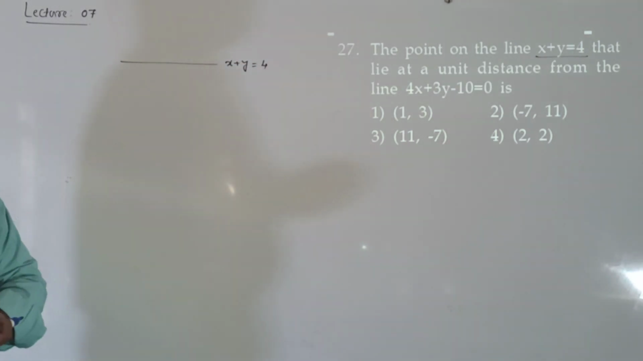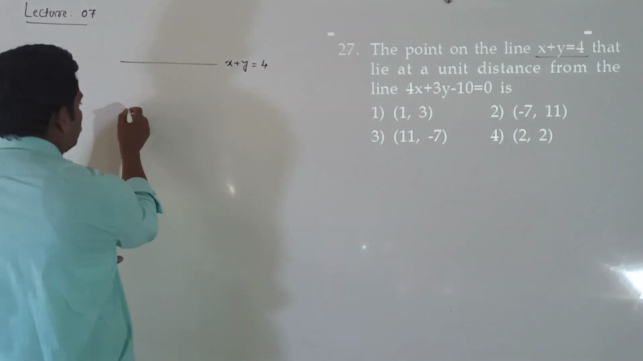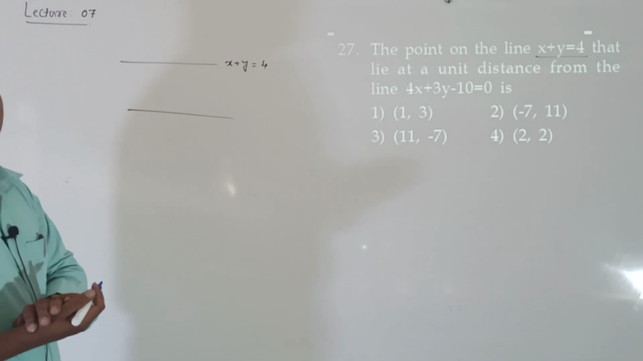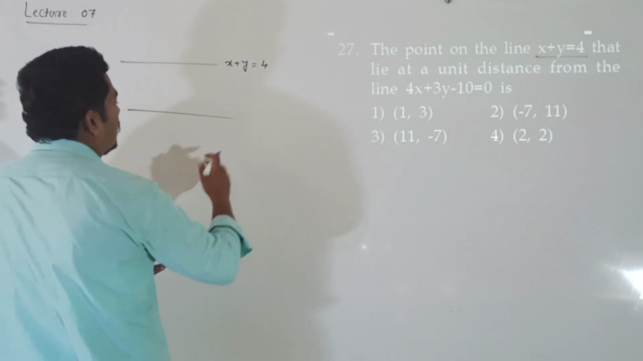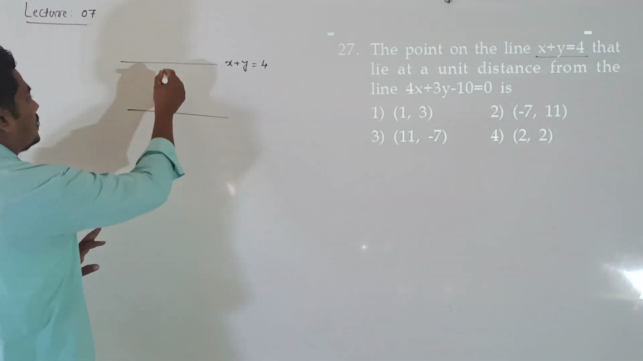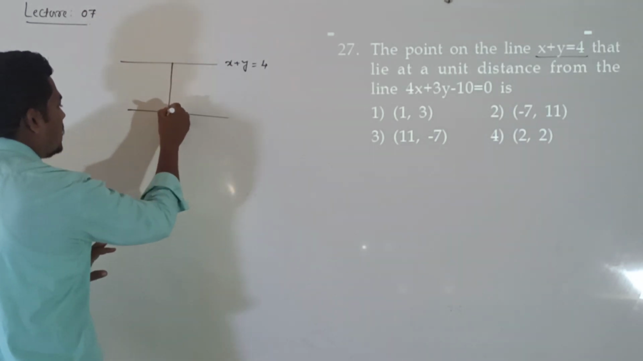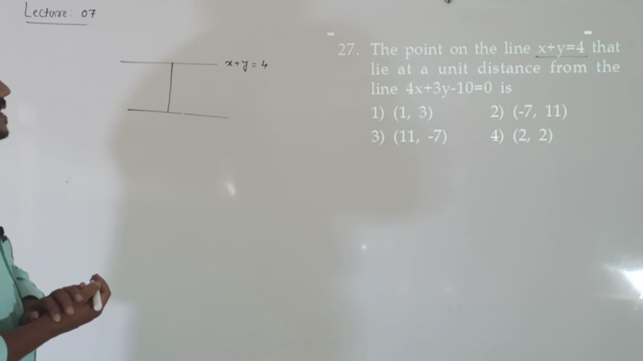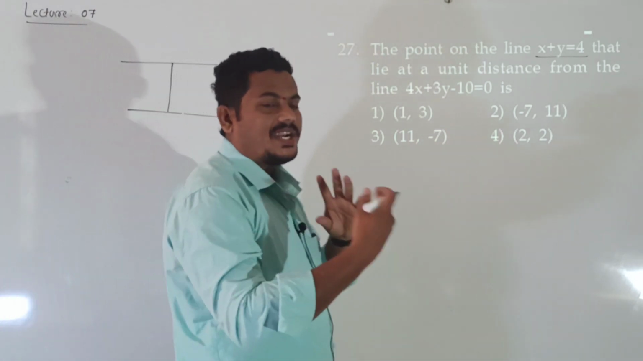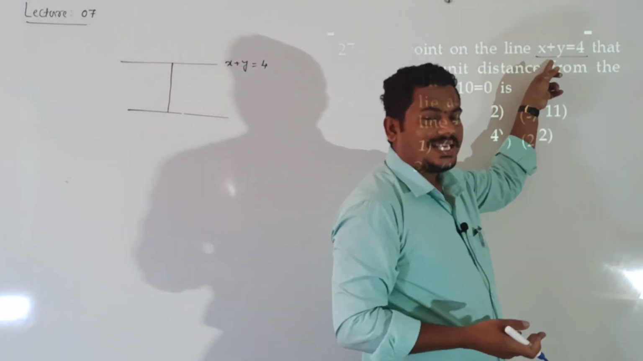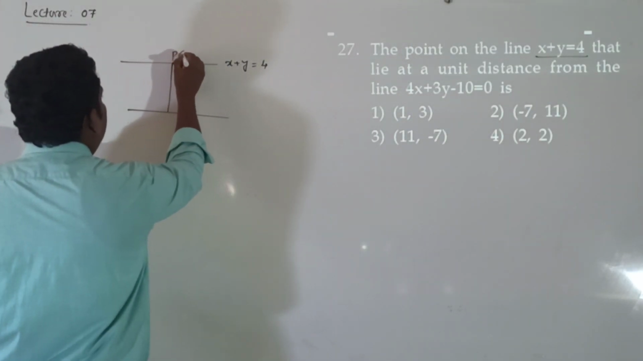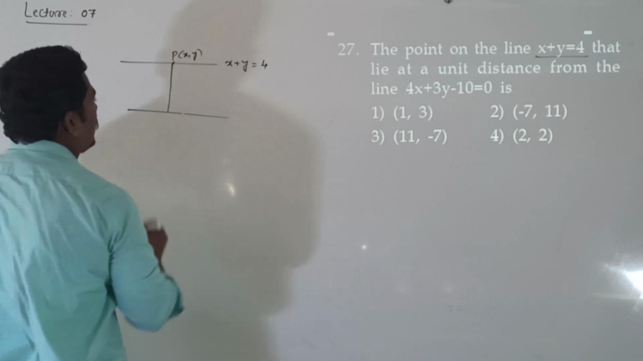It may or may not be parallel, right? This is one more line, not necessarily parallel, but the distance between these two lines is given. One point is there which lies on this line. Take this as P of x comma y.